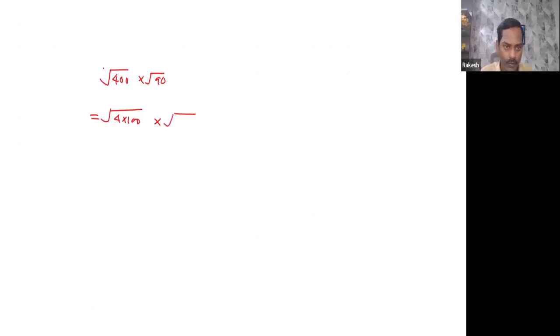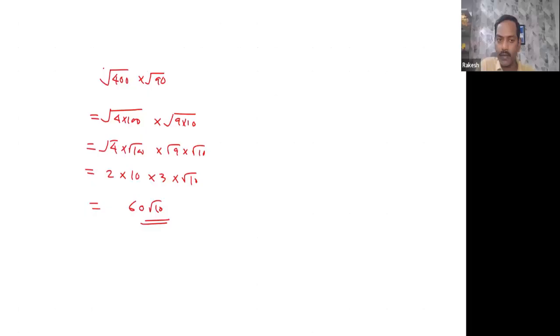This becomes under root of 4 into under root of 100. This further can be written as under root of 9 into under root of 10. Each one of them, this will become 2, this will become 10, this will become 3, and this will remain as under root of 10. So we'll be getting 60 under root of 10. The simplest way of doing this. The prime factorization way will also give you the same answer, but the process will be lengthy because the numbers are very large. Getting it? So that's why look for the factor which is a perfect square. Okay.